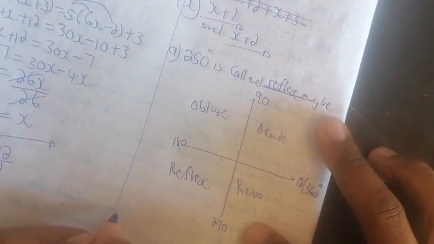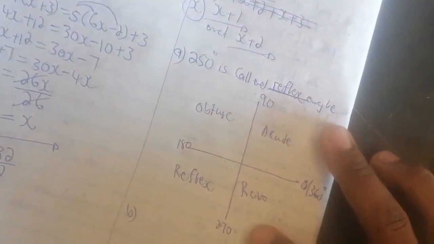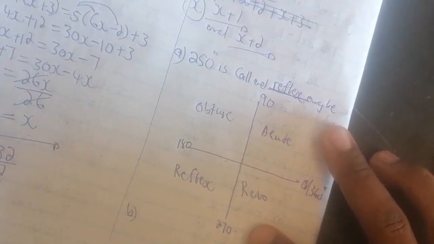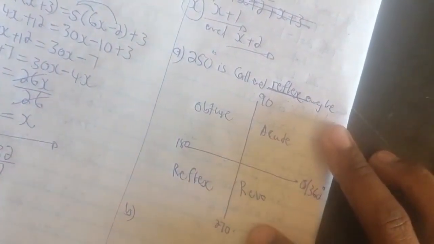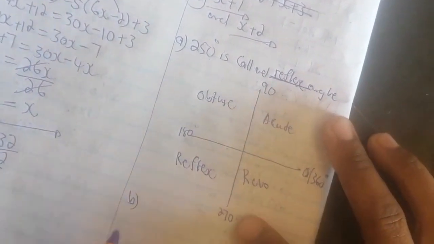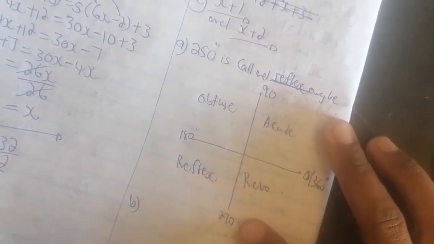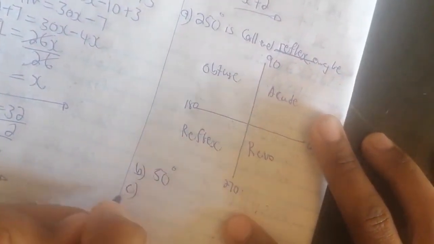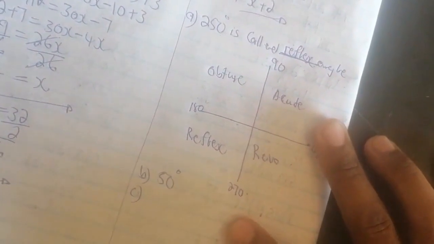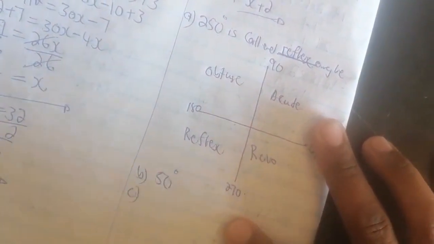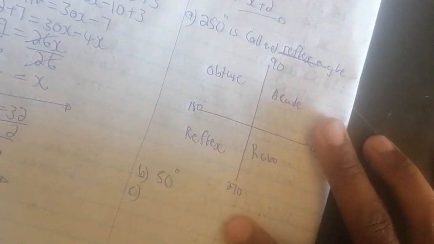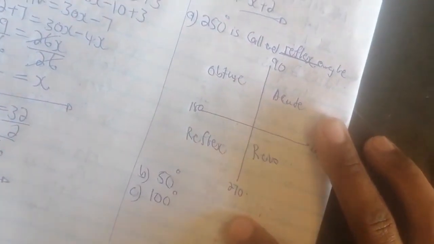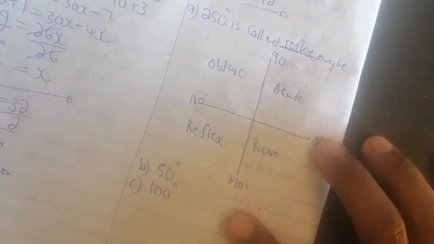Very good. Number B, the complement of 40. Complementary angles add up to 90. So the complement of 40, what is it that we need to add to 40 in order to get 90? That is 50. So the complement of 40 is 50 degrees because complementary angles add up to 90. The supplementary of 80: supplementary angles form a straight line, they add up to 180. So the supplement of 80 degrees is 100. Why? Because 100 plus 80 would give you 180 degrees.